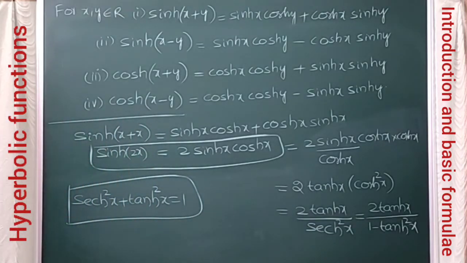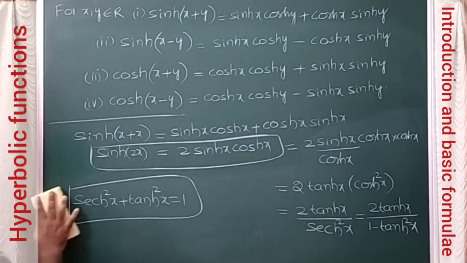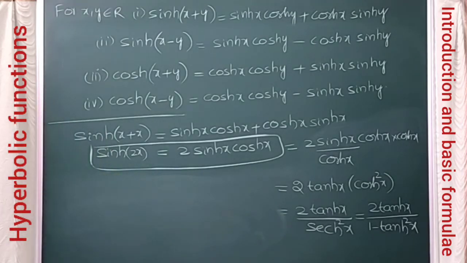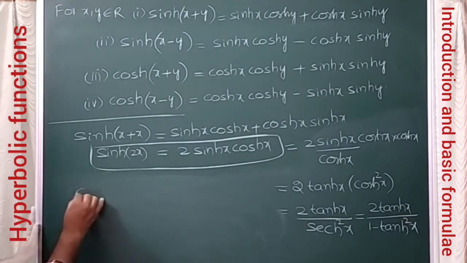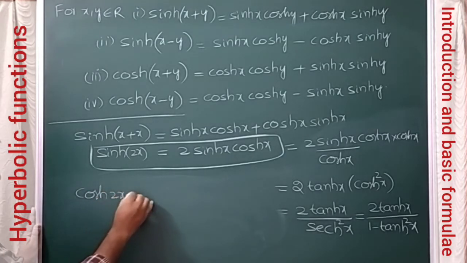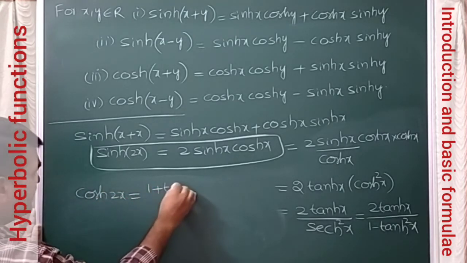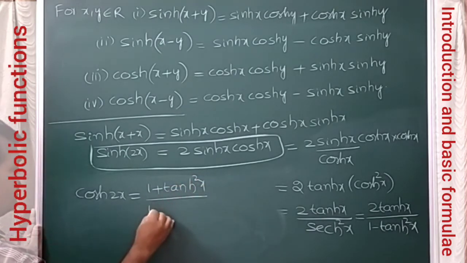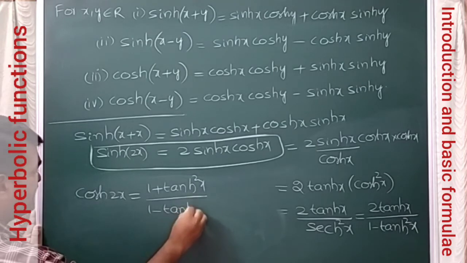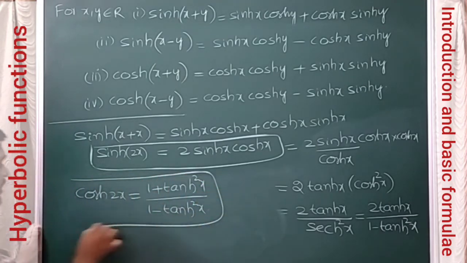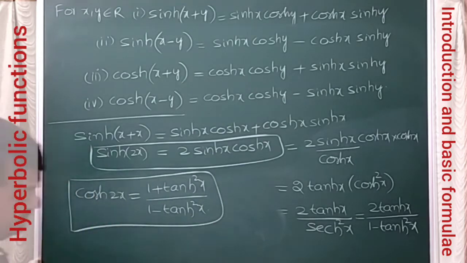Similarly, for cosh 2x also, we can write in terms of tanh. So the cosh 2x formula in terms of tanh is (1 plus tanh square x) by (1 minus tanh square x). So this is the cosh 2x formula in terms of tanh.